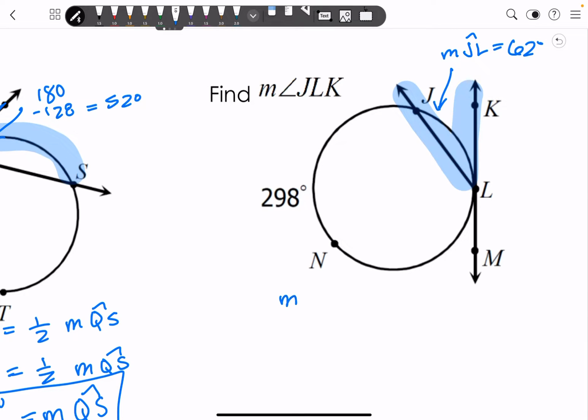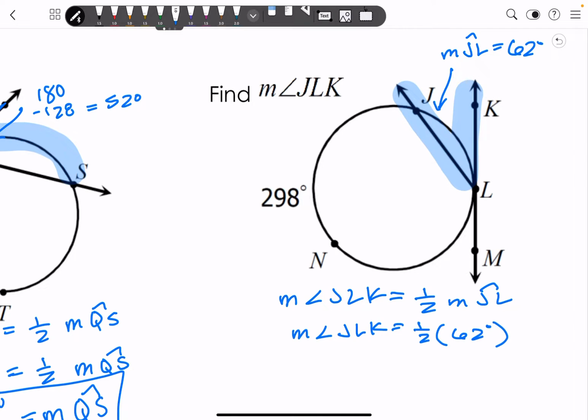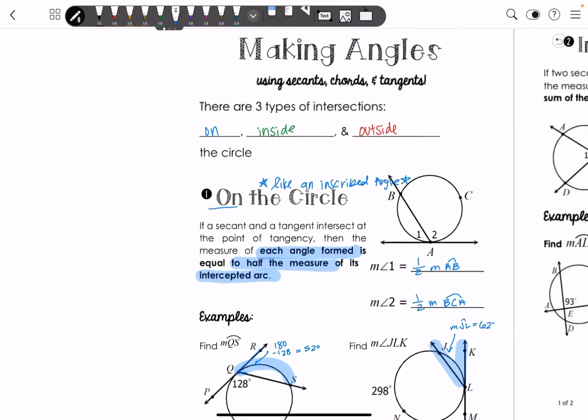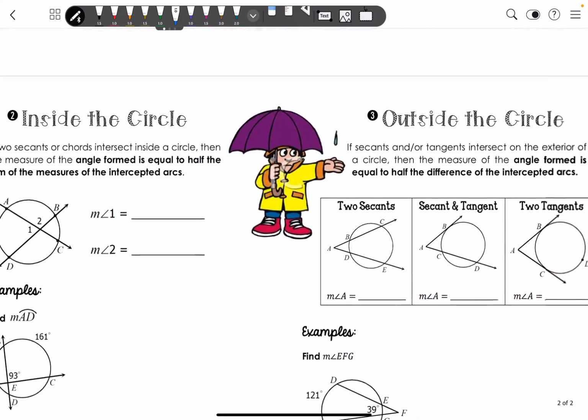So let's set up our equation. We know that the measure of that angle, JLK, is equal to half the measure of the arc JL, that minor arc. Meaning, if I plug everything in, half of 62 is going to get me the measure of angle JLK, which means that's just going to be 31 degrees. Again, this is super easy. It's like an inscribed angle. What gets confusing is when we're working with inside the circle and outside the circle.